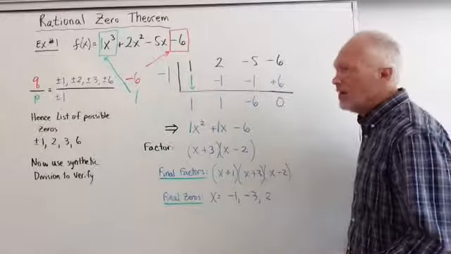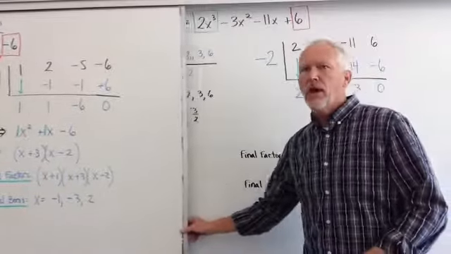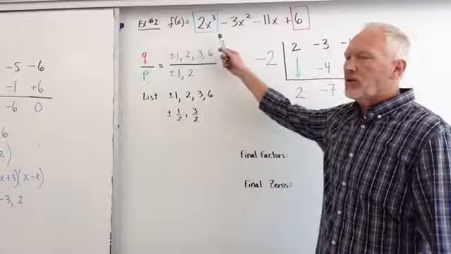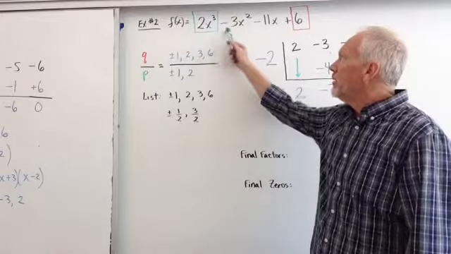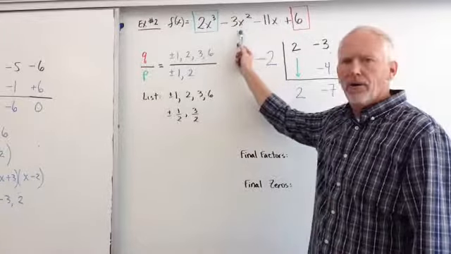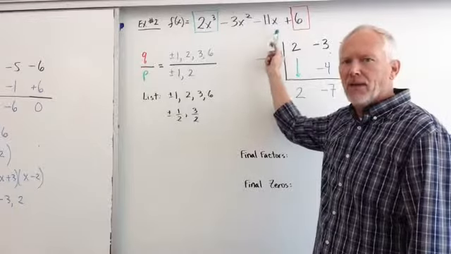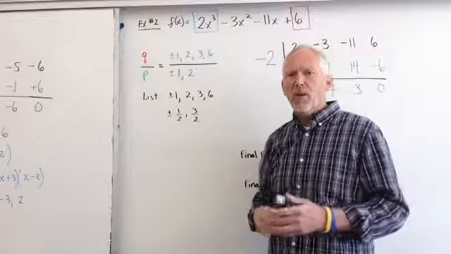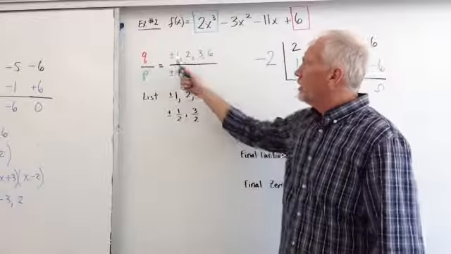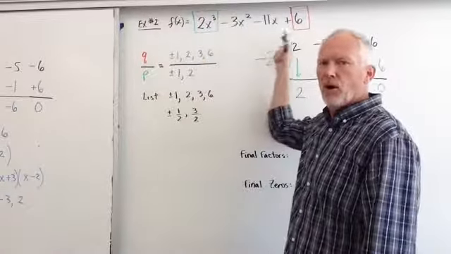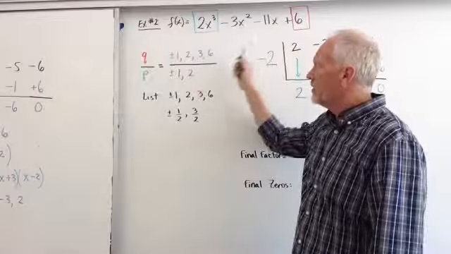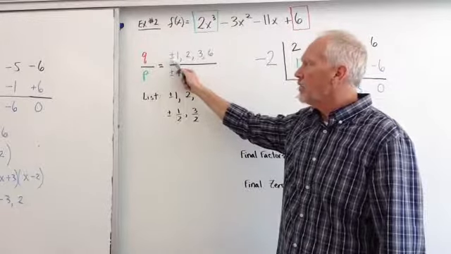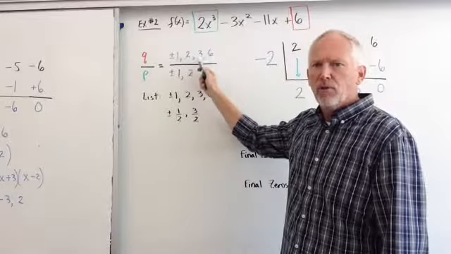All right, the next option here we have is 2x cubed minus 3x squared minus 11x plus 6. Okay, so when we develop our PQ test, again, Q goes on top. They are the factors of 6. We've found those once before, but let's go through them again. Plus and minus 1, 2, 3, and 6.